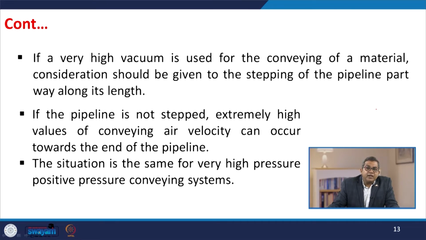If a very high vacuum is used for conveying a material, consideration should be given to the stepping of a pipeline part way along its length. If the pipeline is not stepped, extremely high values of conveying air velocity can occur towards the end of the pipeline. The situation is usually the same for a very high pressure positive pressure conveying system.